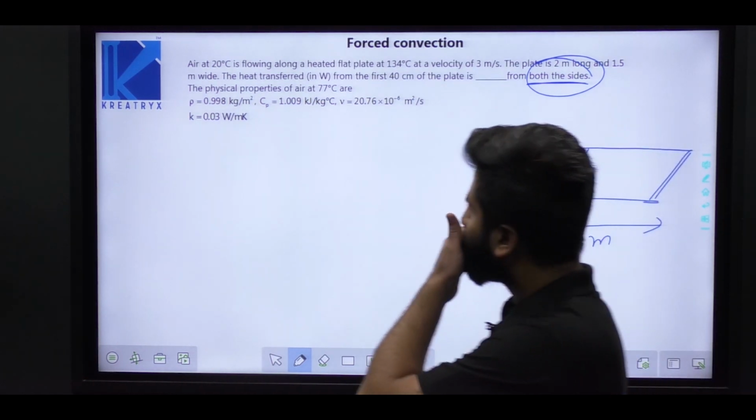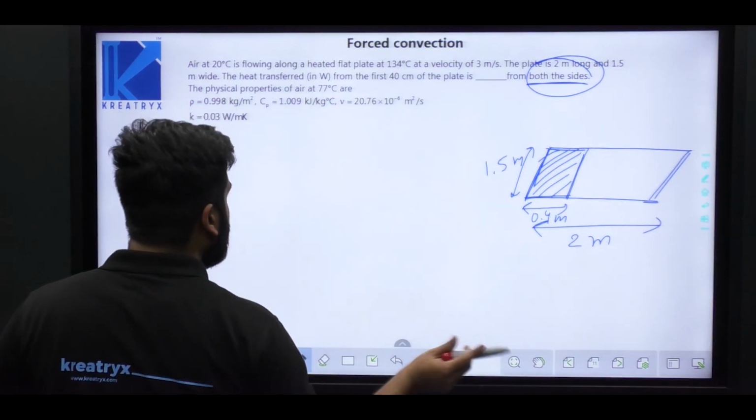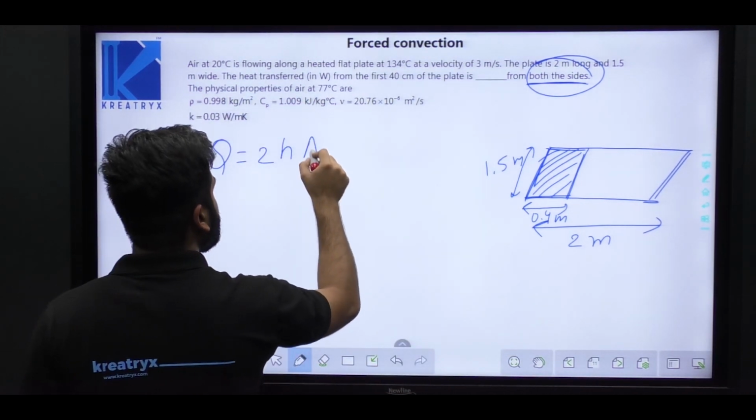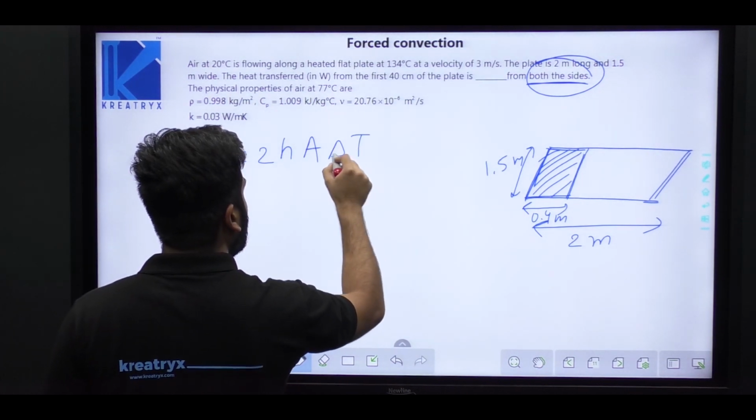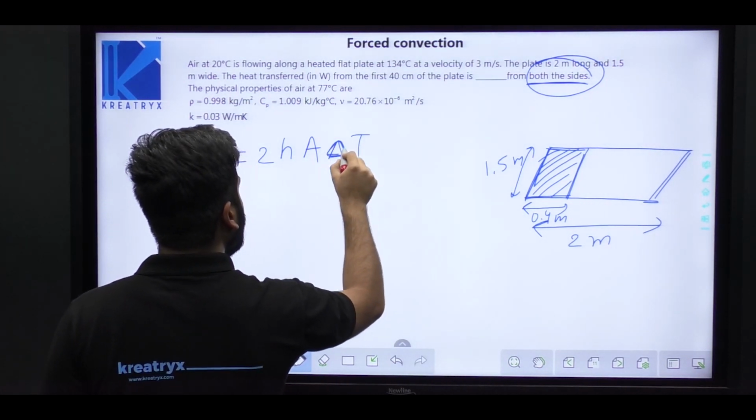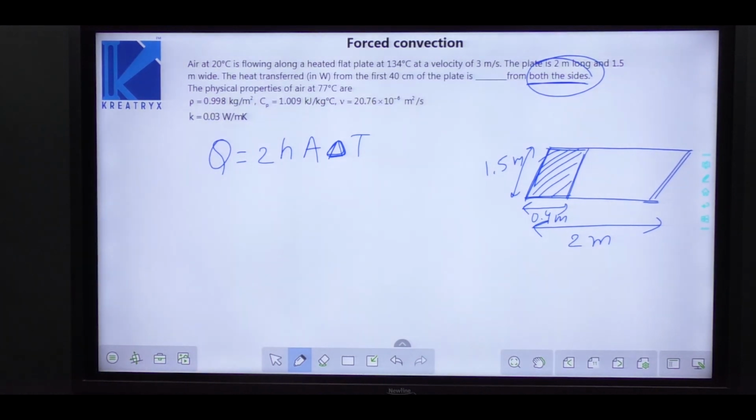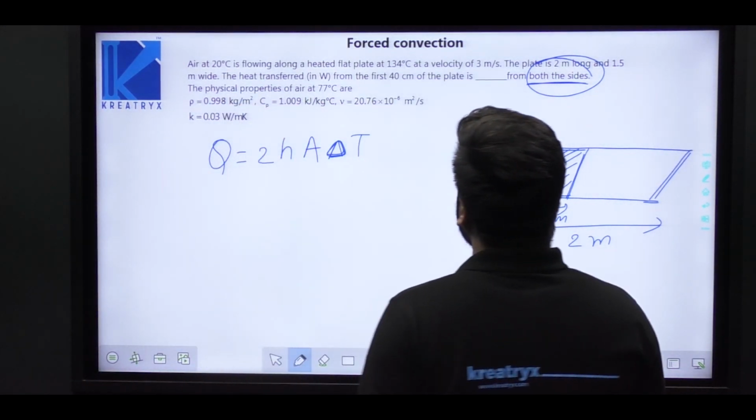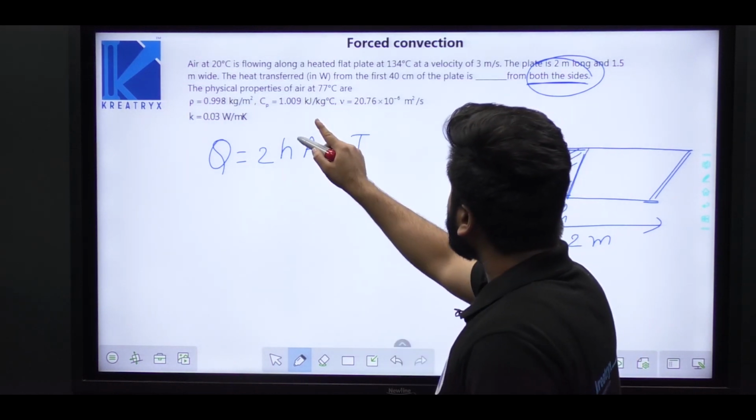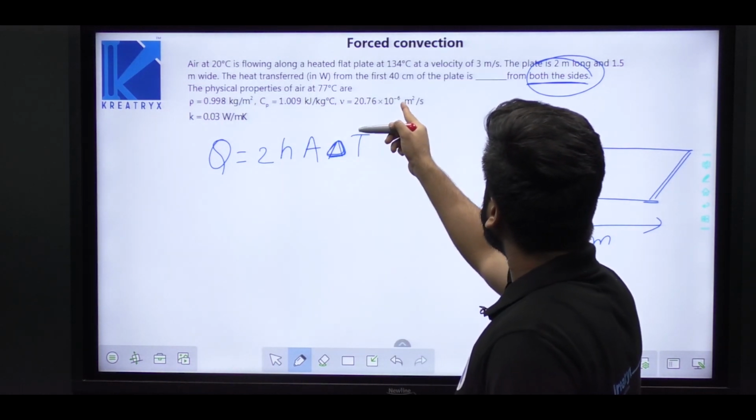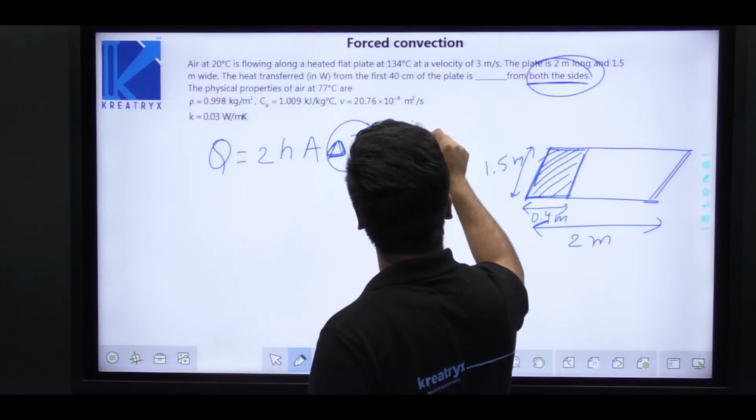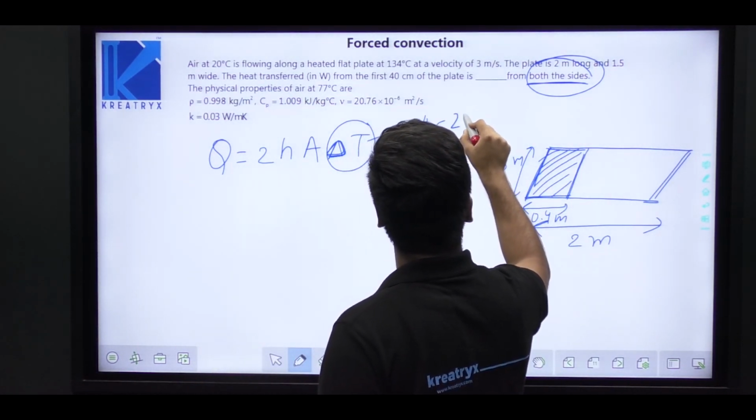From both the sides. So Q is equal to 2HA delta T. This I know. What will be delta T? Air is flowing at 20 degrees Celsius and the flat plate is heated at 134 degrees Celsius. So delta T will be 134 minus 20.